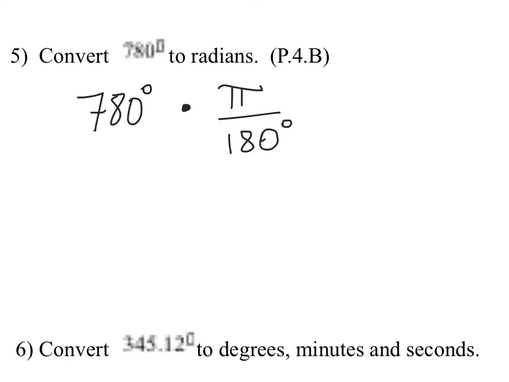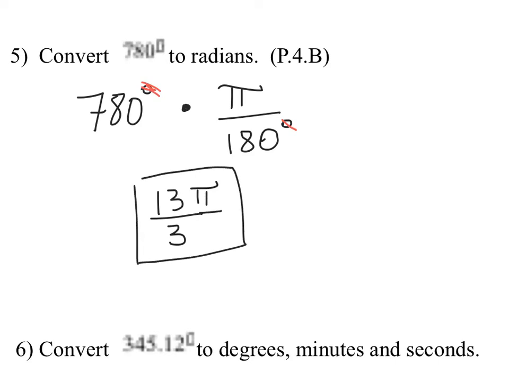Again, our degrees are going to cancel out. And we simply divide 780 by 180, and we leave pi in the numerator because we want our answer to be in terms of pi. So 780 divided by 180 equals 13 over 3. So the answer is going to be 13 pi over 3. And that is converting 780 to radians.